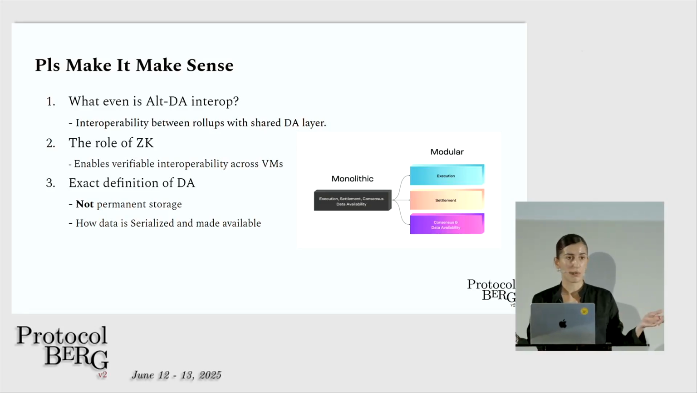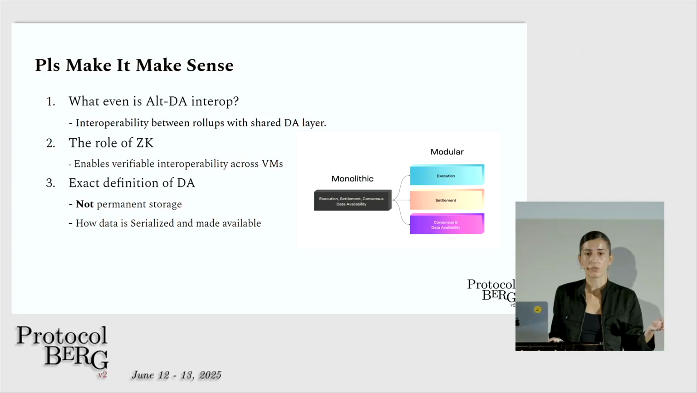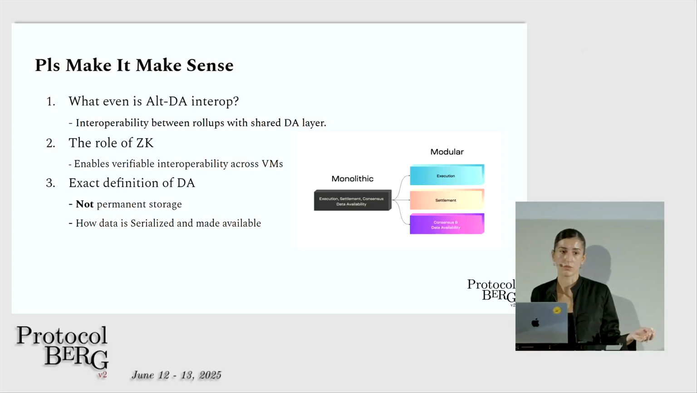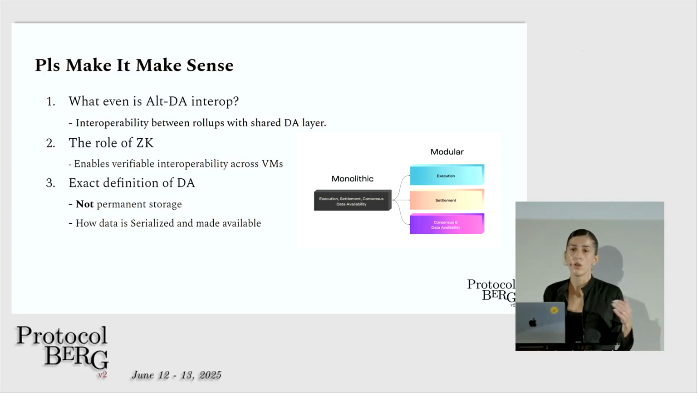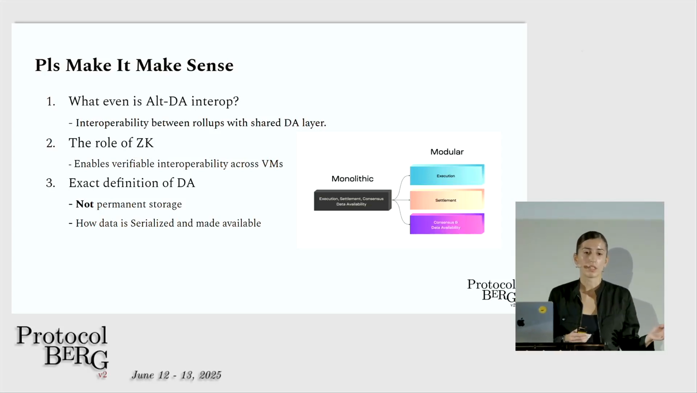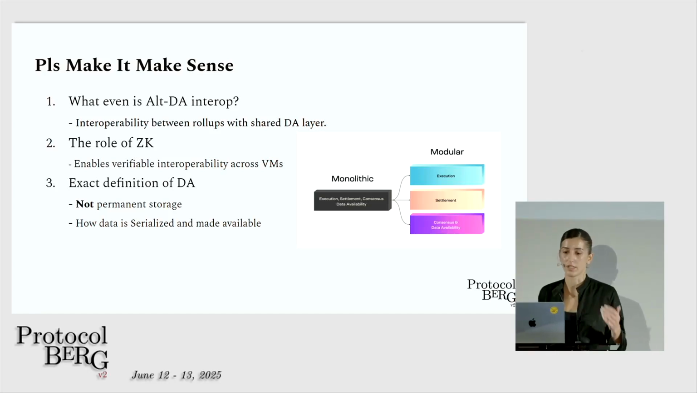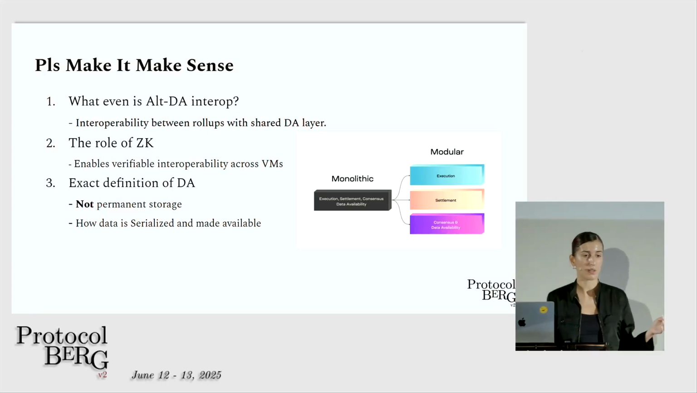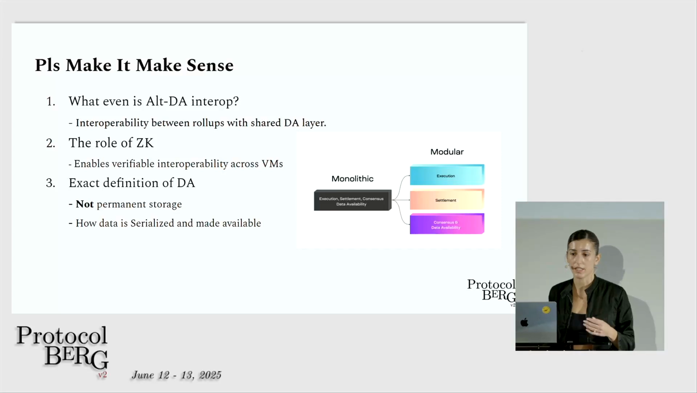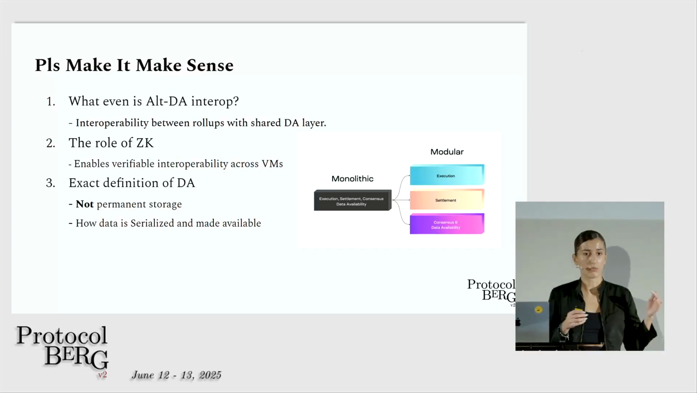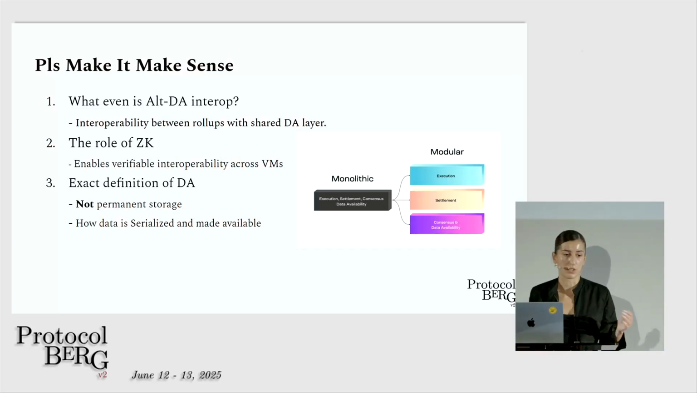So what is Alt-DA? Alt-DA is interoperability between rollups that use non-monolithic DA layers, where transactions are published and ordered separately from how they're executed and settled. To break this down even more, I'll be talking about rollup interoperability between rollups that use a shared DA layer like Celestia, and they rely on this DA layer to publish their transactions.